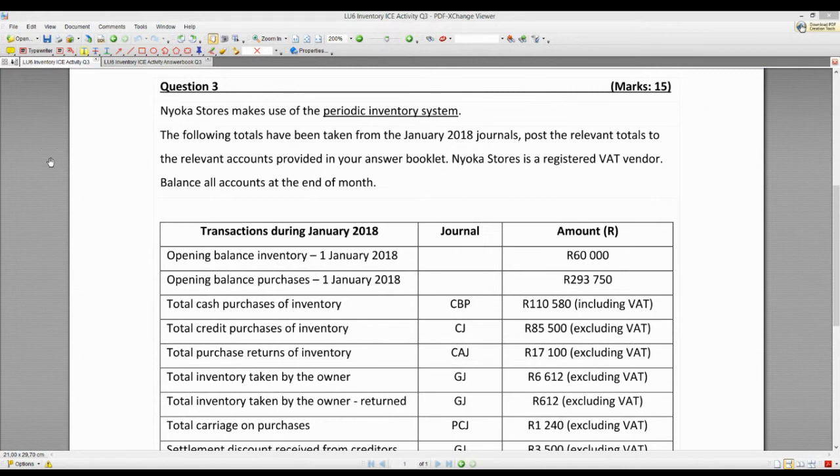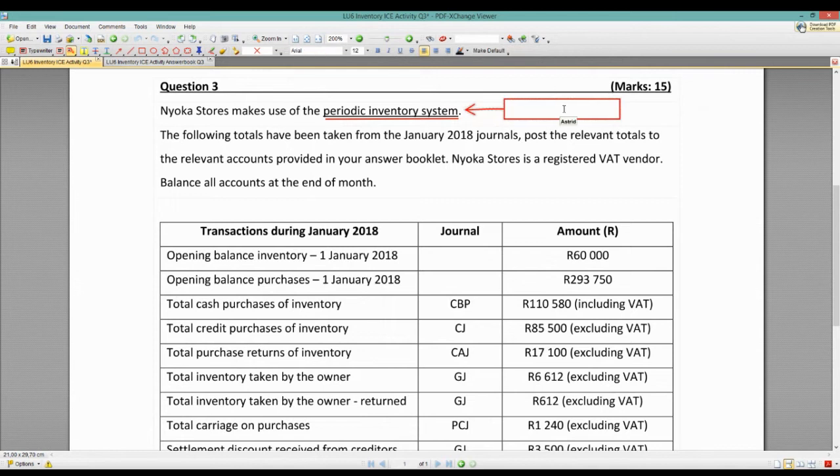Okay, so let's quickly look at what vital information they give us. The first thing you had to see was that we are dealing with the periodic inventory system. Now, what that means is we need to take the information to purchases, so your expense account. That was the first thing that you had to note: we are taking it to the purchases account and not to the trading inventory account.